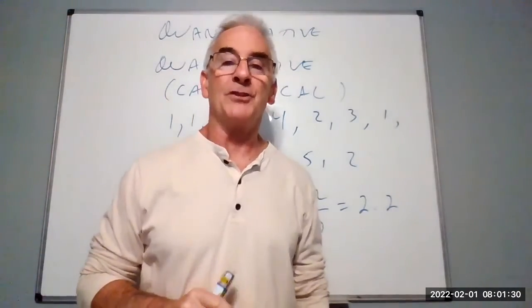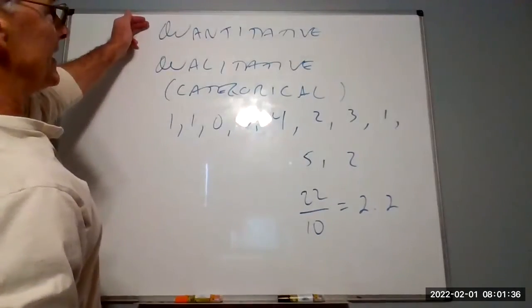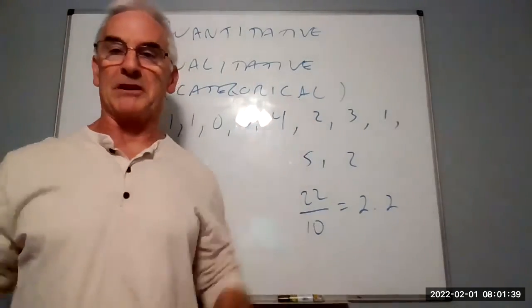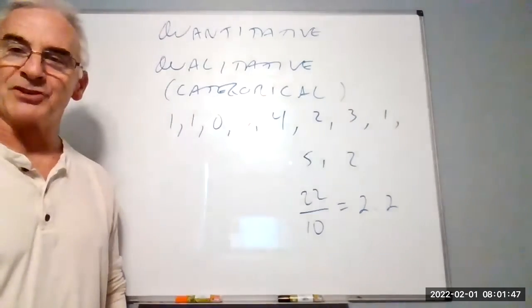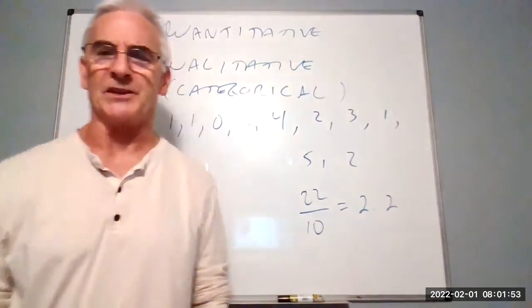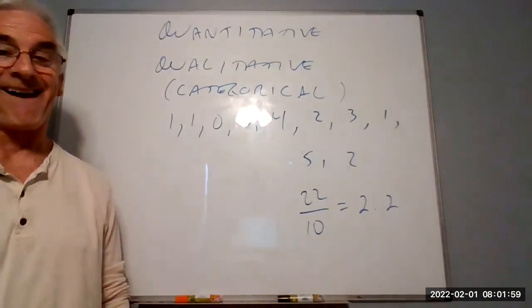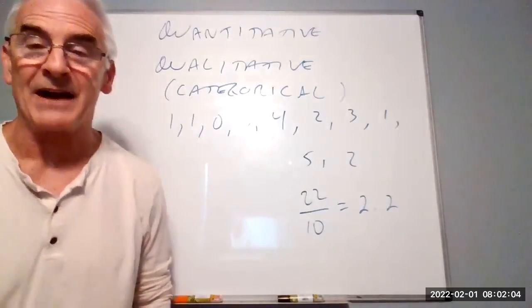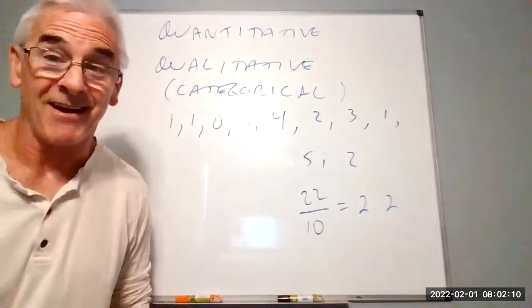LeBron James scored 30 points last night. Would that be quantitative or qualitative? Blurt it out. What do you think? Quantitative, no question. LeBron James' number on his jersey, I believe, is 23. The number on LeBron James' jersey is 23. Is that quantitative or qualitative? Qualitative. Yeah, because the number on his jersey has no numerical value. It's a way of identifying him versus the guy who wears number 10 or number 14 or number 20.